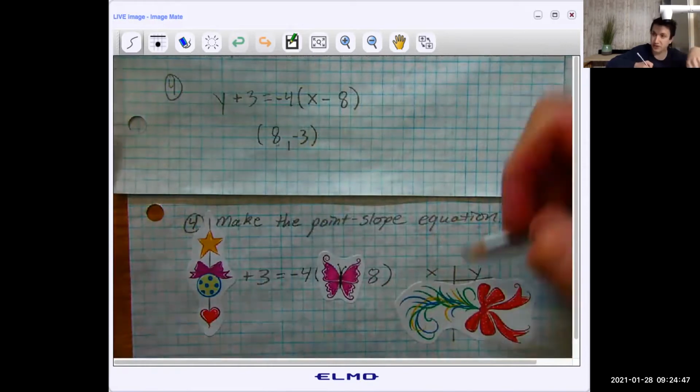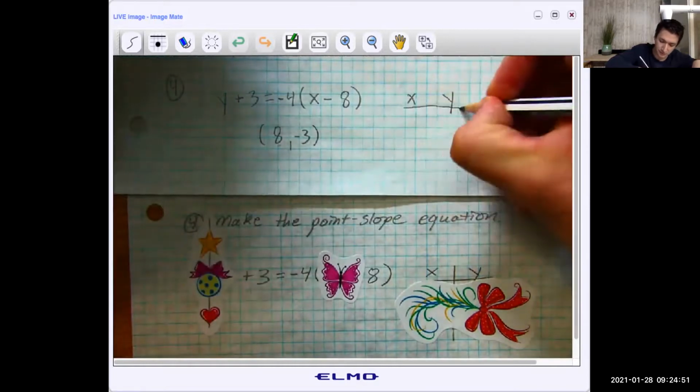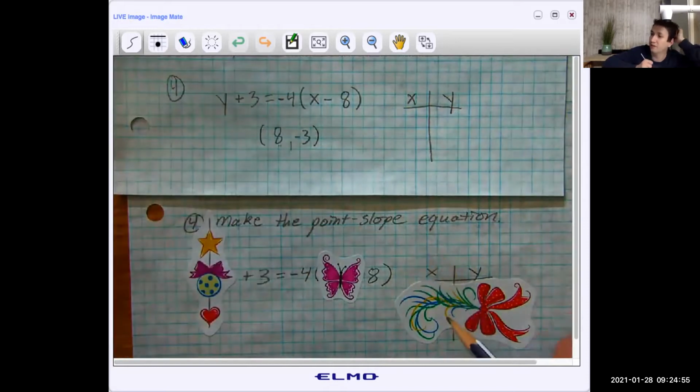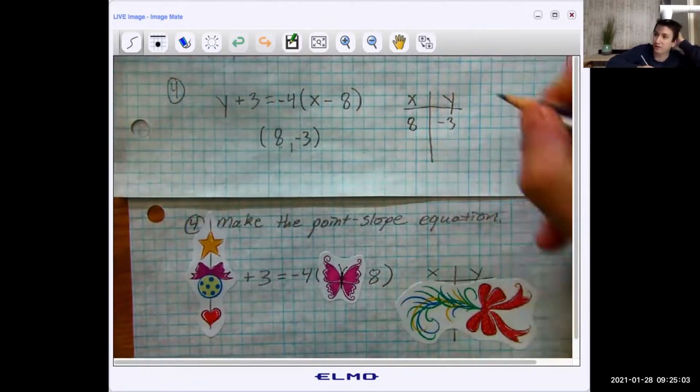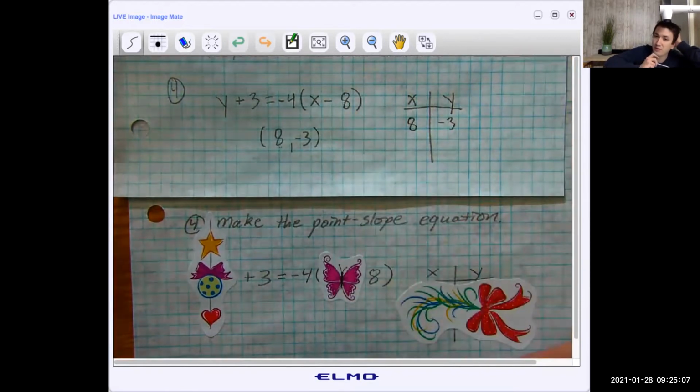Okay, so let's finish our table. We're almost done. Here's that table. It all got covered up in the table. You always want to have at least 2 values, 2 ordered pairs. We know one of them, 8, -3. That was the one that they used to make that equation. So now what we need to do is figure out the other one. Let's see.